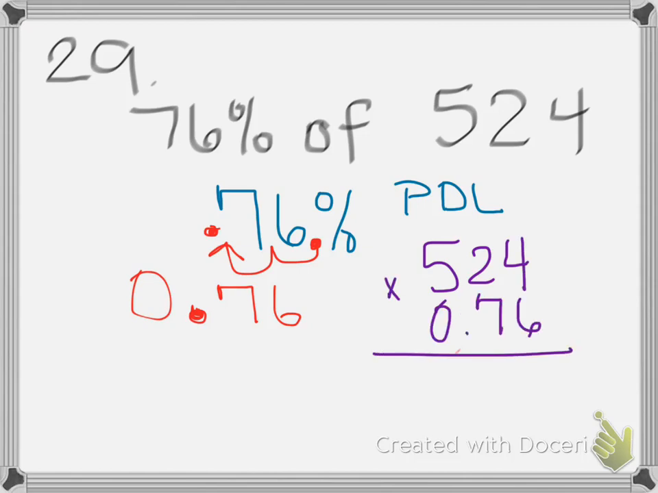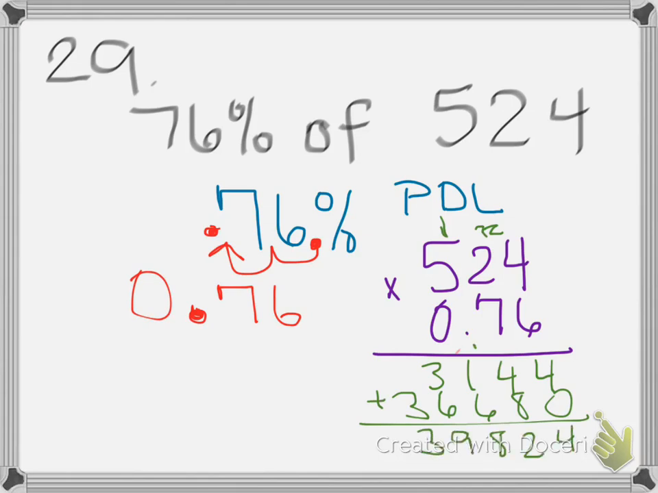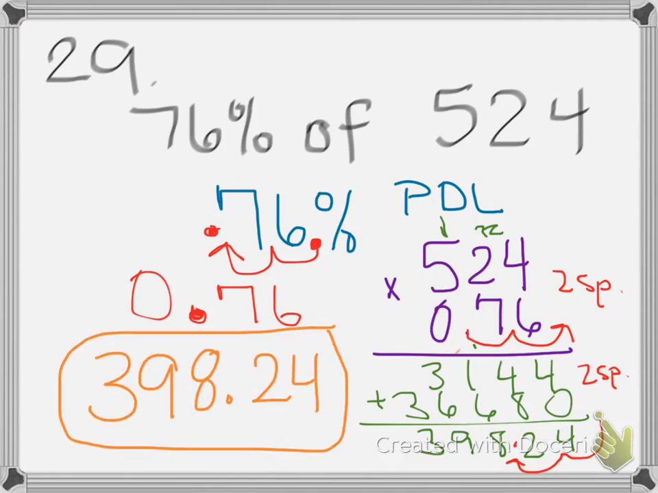Then I'm going to just multiply 524 times 0.76. And again, when we're multiplying decimals, you just multiply as if the decimals are not there, which you can see that I've done here. And then at the very end, notice our decimal here right before the 7, we're going to swoop, swoop out, 2 spaces, and swoop, swoop back in, 2 spaces. So our final answer is 398.24.